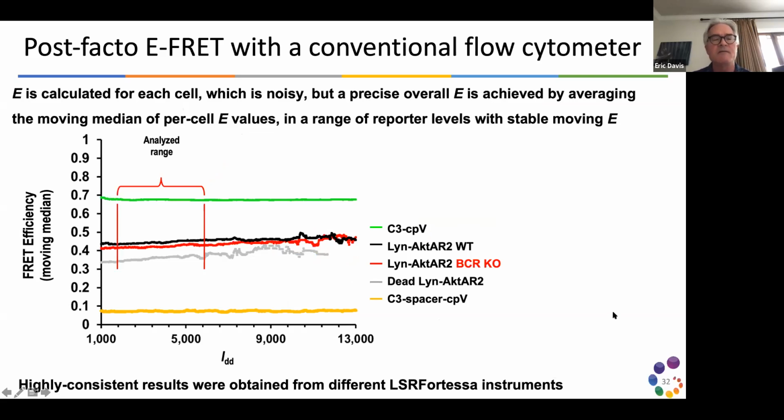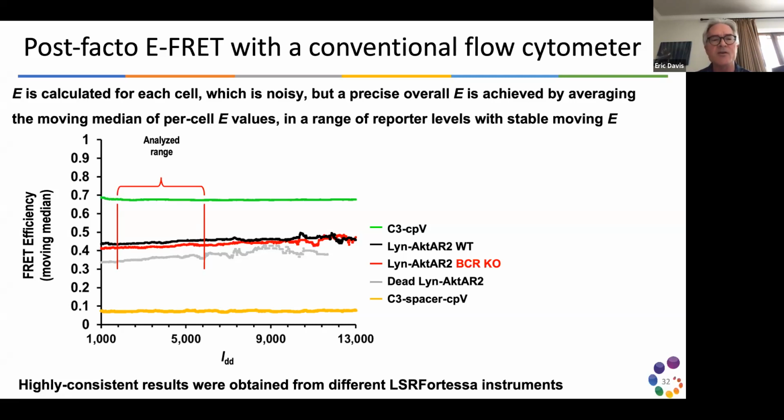So here's what the results look like when using a conventional flow cytometer, measuring the 3 channels of fluorescence and calculating the FRET efficiency. On the x-axis is the intensity of the reporter itself, or the abundance of the reporter, which varies between cells because we're using random transfection. And then the y-axis is the calculated FRET efficiency.